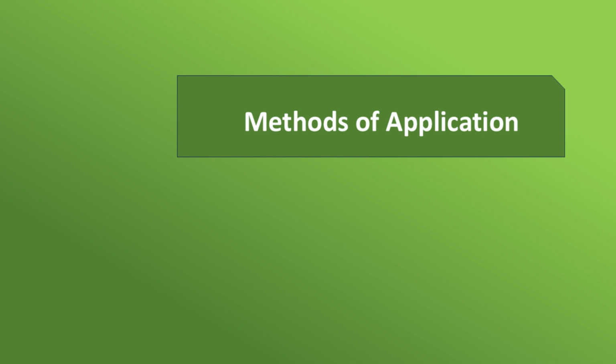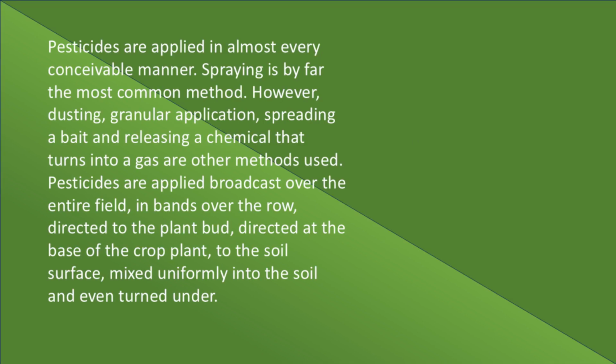Methods of application. Pesticides are applied in almost every conceivable manner. Spraying is by far the most common method. However, dusting, granular application, spreading a bait, and releasing a chemical that turns into a gas are other methods used. Pesticides are applied broadcast over the entire field, in bands over the row, directed to the plant bud, directed at the base of the crop plant, to the soil surface, mixed uniformly into the soil, and even turned under.